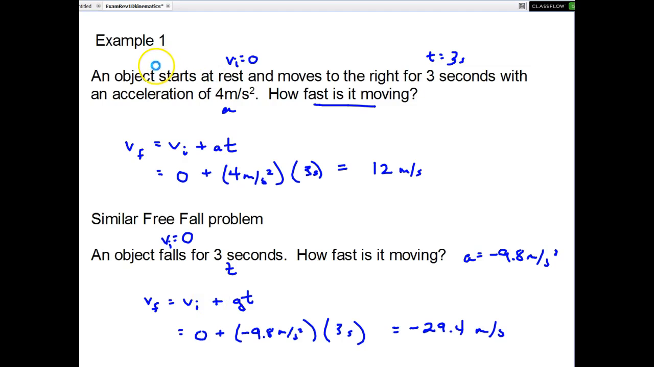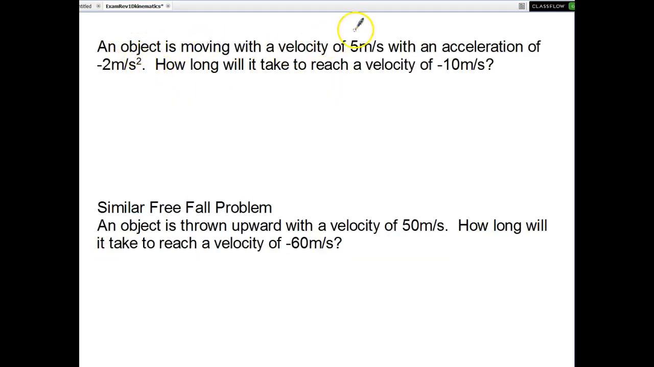Our second example: an object is moving with a velocity of 5 meters per second with an acceleration of negative 2 meters per second squared. How long will it take to reach a velocity of negative 10 meters per second? So I have Vi, Vf, A, and T. That reminds me of this equation again.